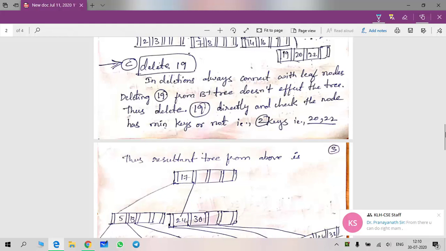the existing elements should not be lesser than or equal to 1. So that is nothing but n by 2. It must have n by 2. If the case is not that, then we have to borrow the elements from either the left subtree or the right subtree. Okay, let us try to delete 19 from the existing tree.